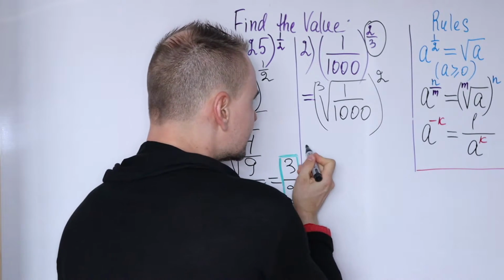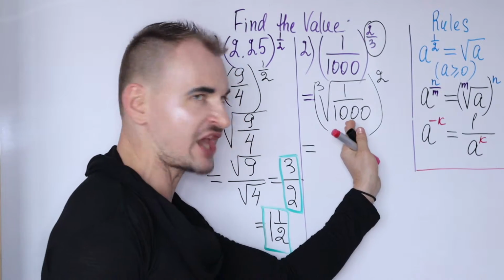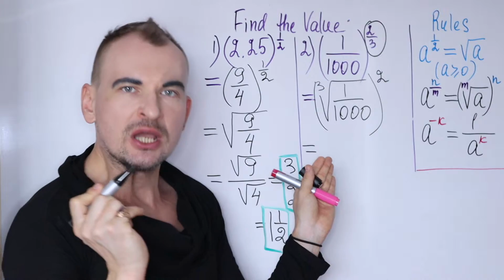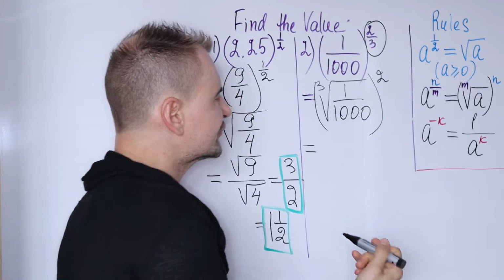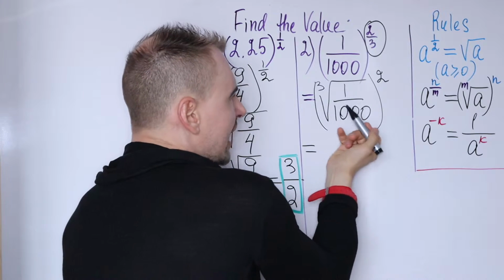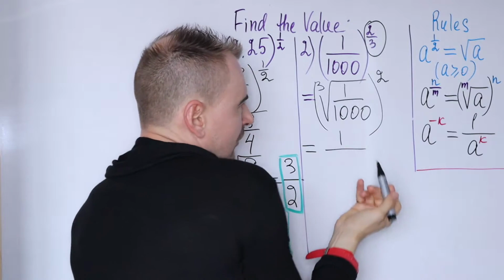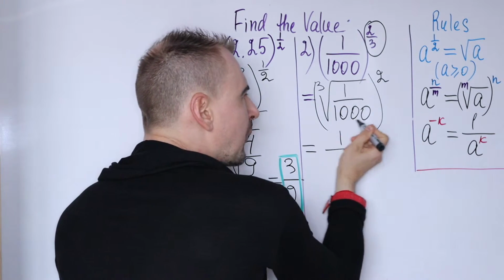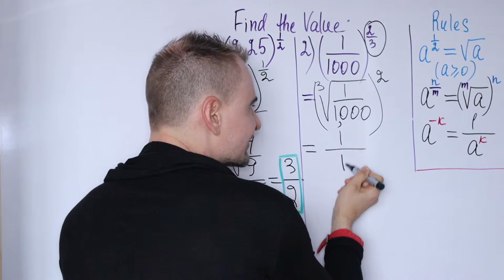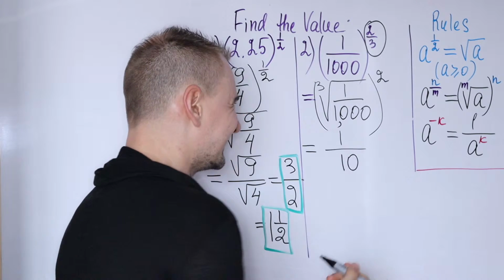Now, all you need to do is take the cube root of this fraction. You always do whatever comes in the parentheses, so it's a fraction. Again, you take the cube root of the top, which is 1, and the cube root of 1 is obviously 1. And the cube root of 1000 is just 10. So you end up getting 1 over 10.